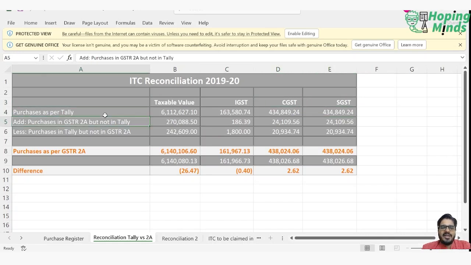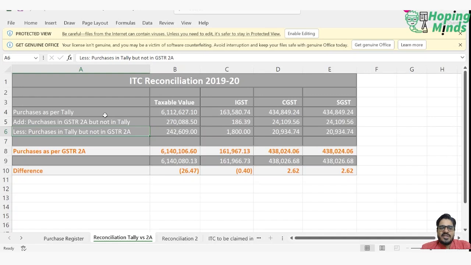Then we have added the purchases in GSTR 2A but not in Tally. That is, these invoices are appearing in our GSTR 2A or 2B but have not been accounted for in our books of accounts. So these pertain to us. Taxable value is 2,70,088 rupees 50 paise and corresponding GST is 186.39, 24,109.56, 24,109.56.